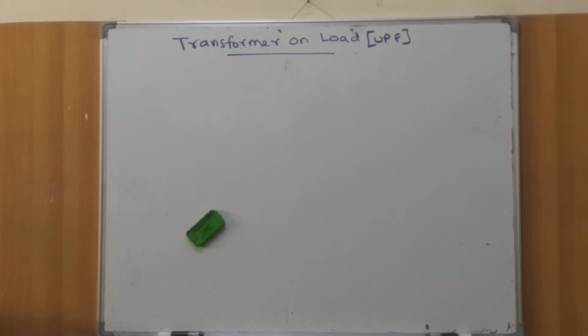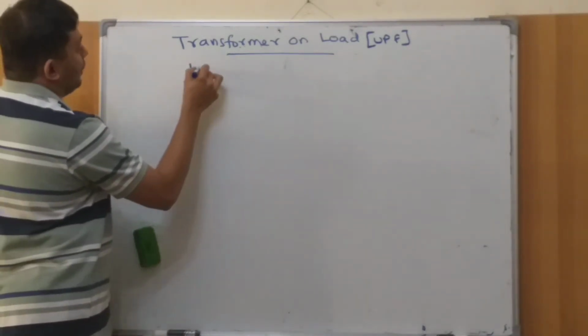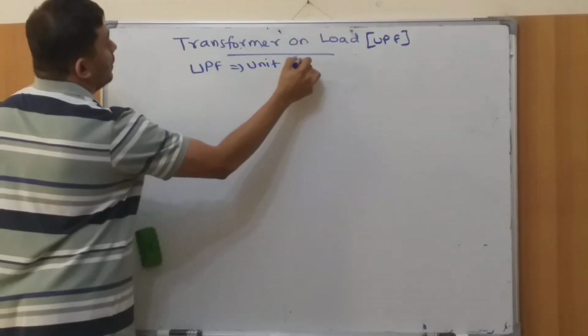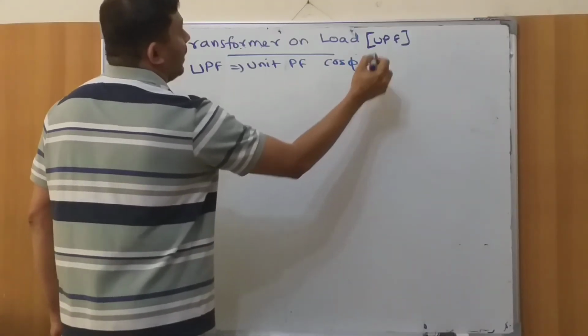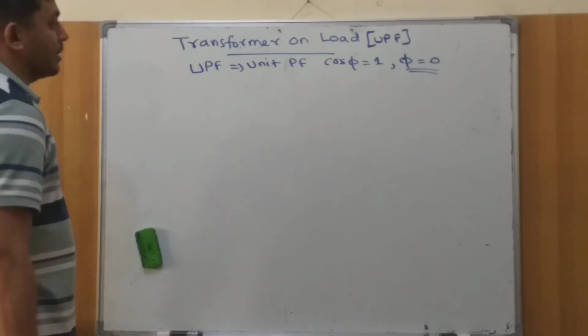So let us try to draw the phasor diagram of the transformer on load. So here we are considering UPF. What is UPF? Unity power factor. Unity power factor, which means cos phi is equal to 1, or phi is equal to 0. Correct? So there is no phase angle between current and voltage. They are in phase with each other. Okay.